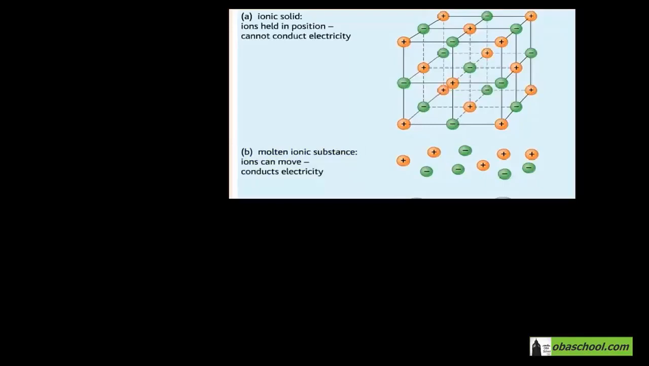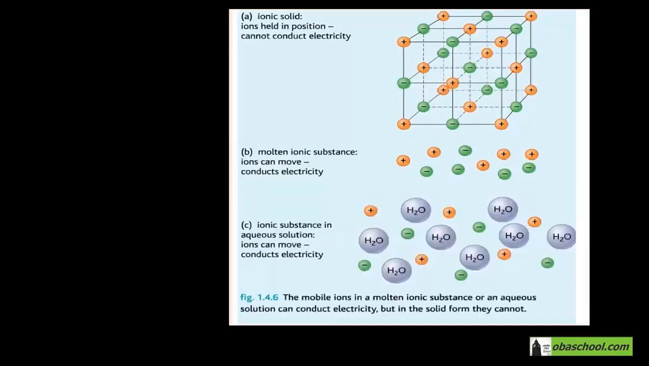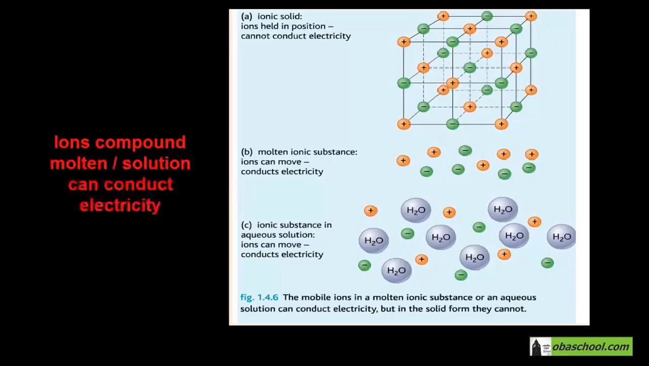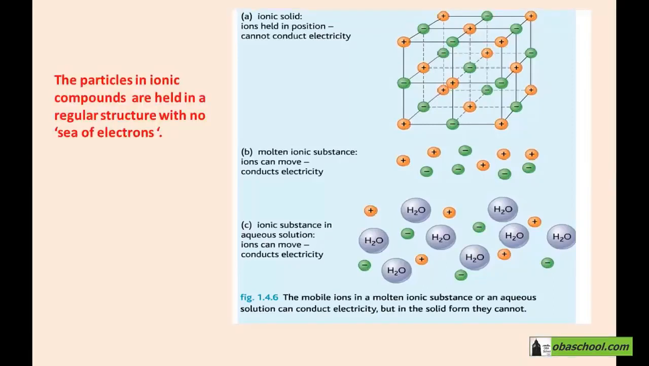Okay, now if we dissolve the solid in water, it is an aqueous solution. An example is if we dissolve salt in water. Here, the ions can move and can conduct electricity. This means that the molten ionic substance or ionic substance in aqueous solutions both can conduct electricity because the ions can move.